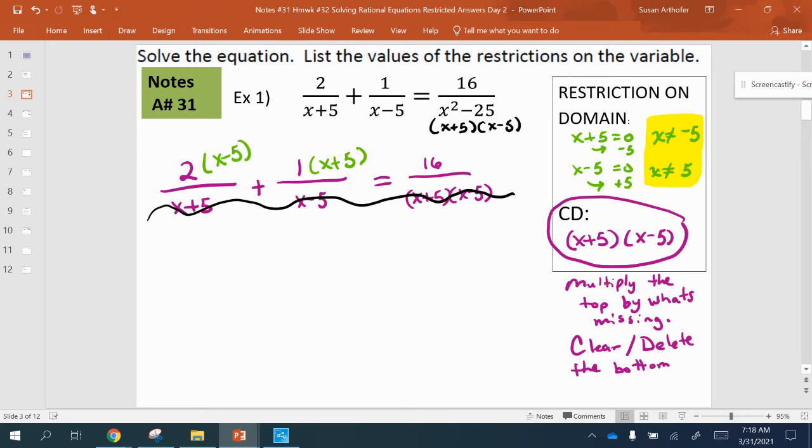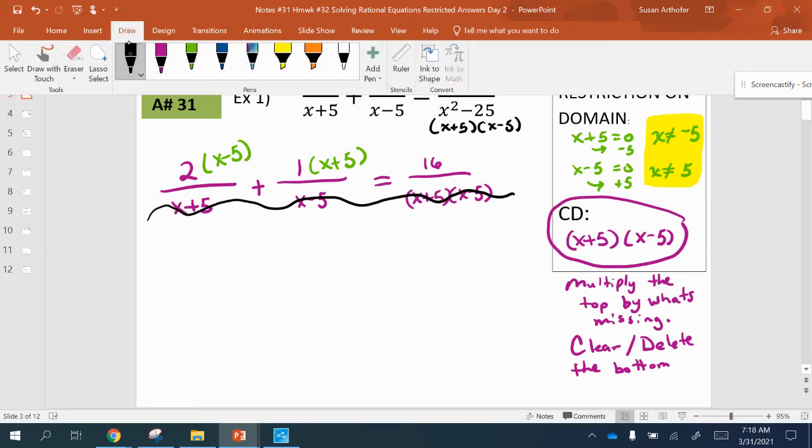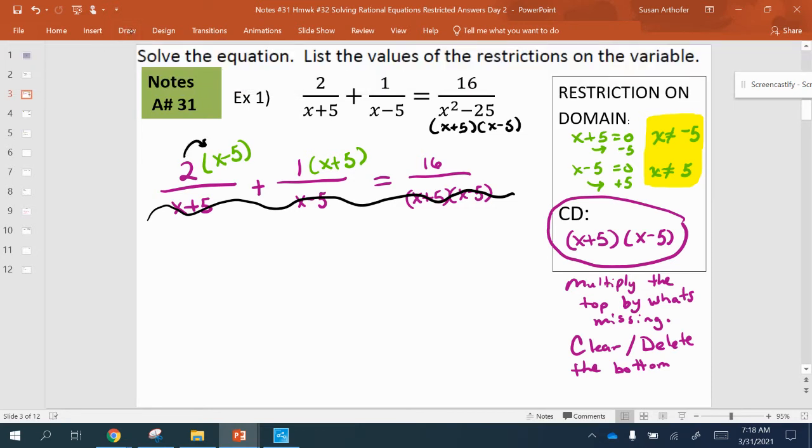Okay, now we have to do the top. So there's some math that we need to do there. You should recognize that we need to distribute right here, distribute right here. And don't forget about equal 16. We'll just keep that in the problem.